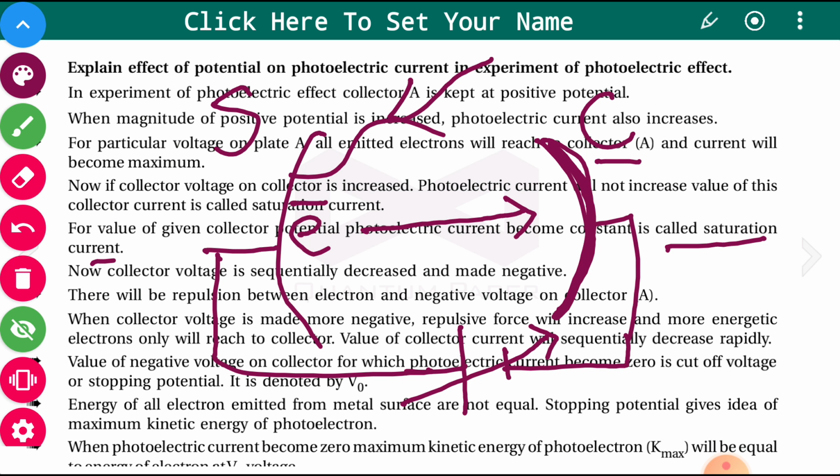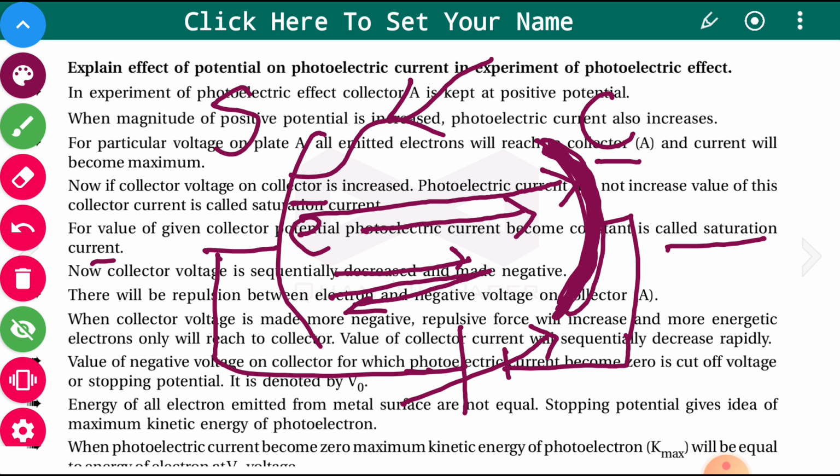All the electrons will not reach. Those electrons which have less energy will go slightly and then come back, and again they will try to go. But some electrons which are highly energetic can reach this particular collector and they will produce the electric current, and that current will be very less. And now if you increase the value of negative potential on this C, that is the collector, then what will happen? The electric current gradually decreases and becomes 0.